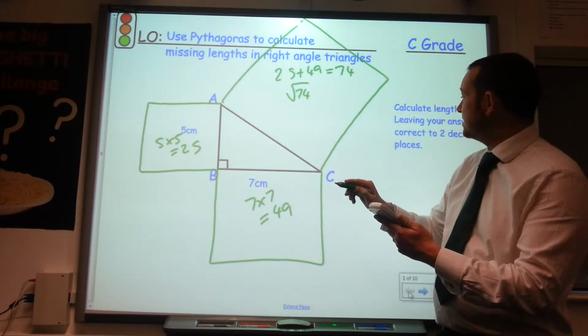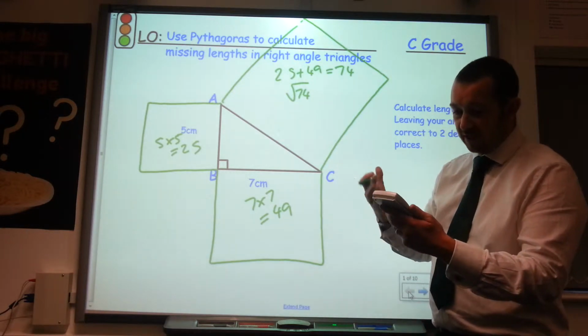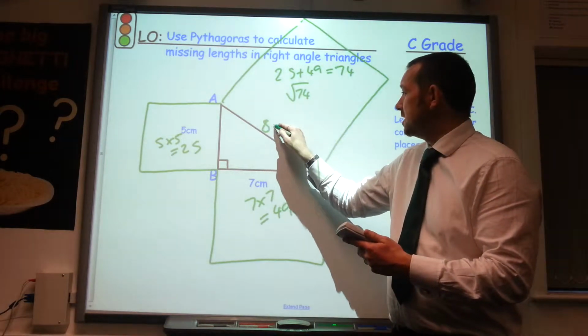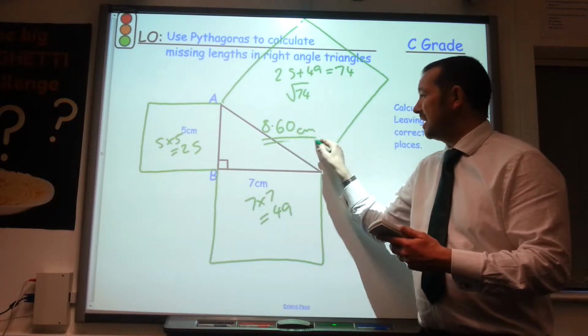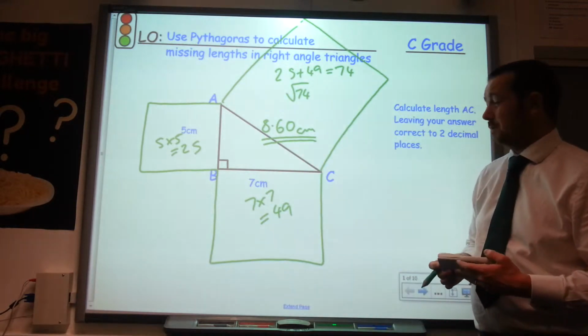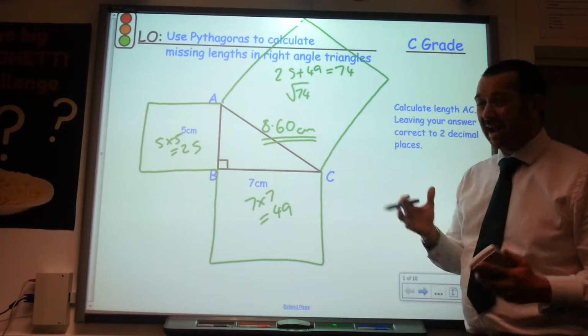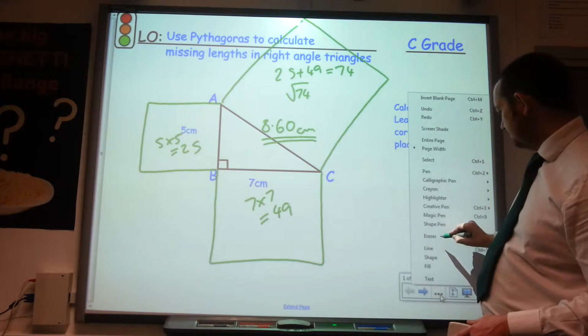The answer I get, and I need it correct to 2 decimal places, on the calculator it says 8.602325 and so on. If I round that to 2 decimal places, that's 8.60 centimetres. So that's my answer there, 8.60 centimetres. But I can do that in a shorter way without having to draw the square. So we'll just run through that.